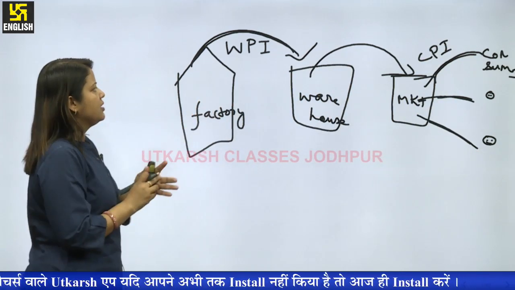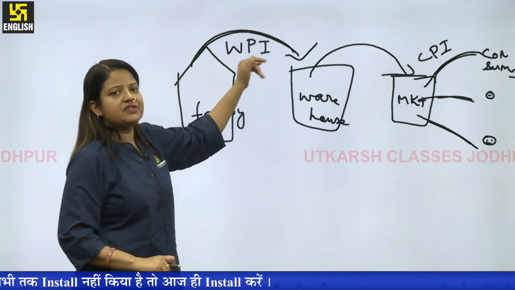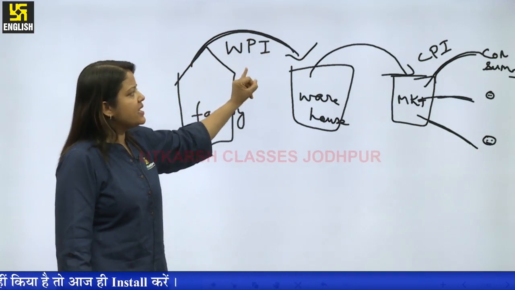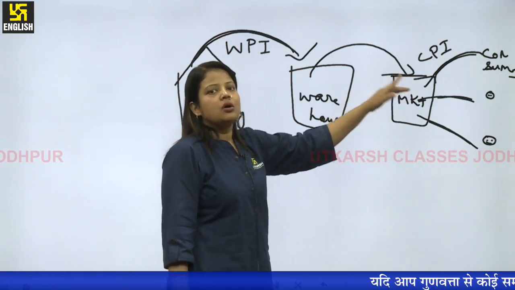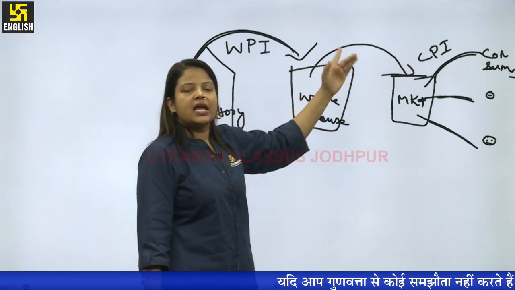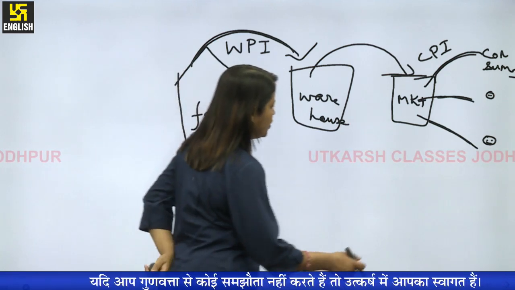So this is very clear. When it goes from factory to warehouse, we measure the change in price with the help of the wholesale price index, and when it goes to the retailer shop or to the consumer, we measure the change in price with the help of CPI, the consumer price index. Now I will tell you what is WPI and what is CPI.